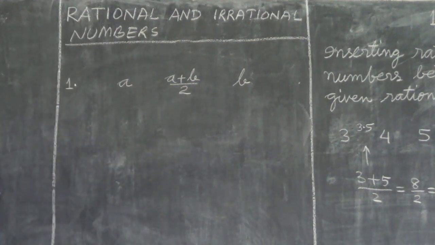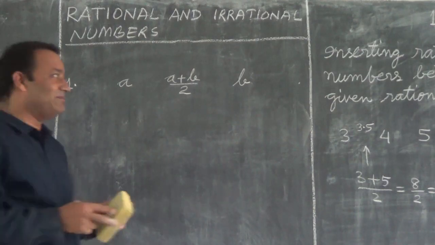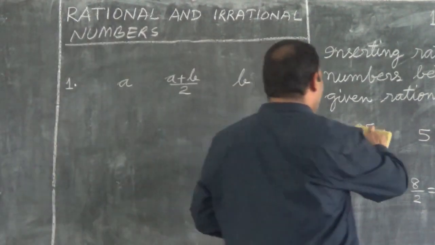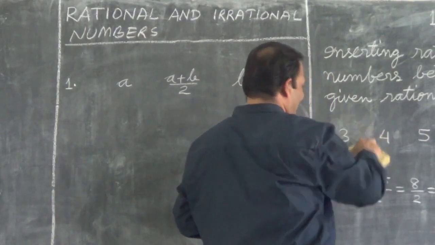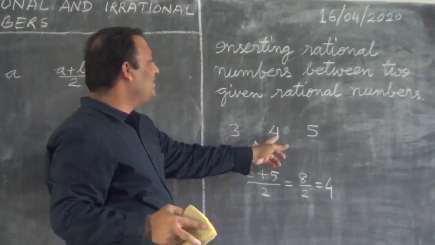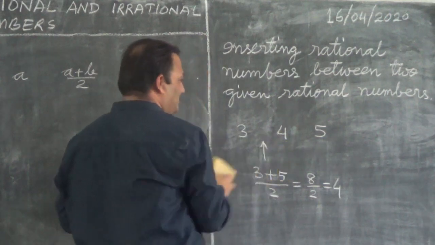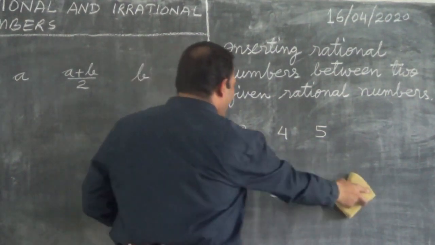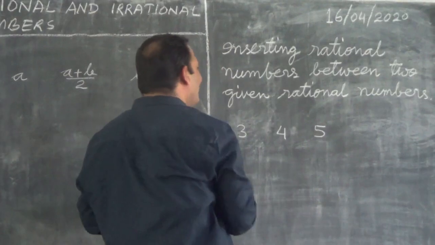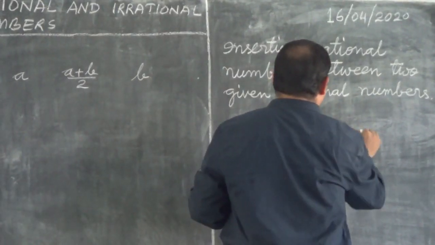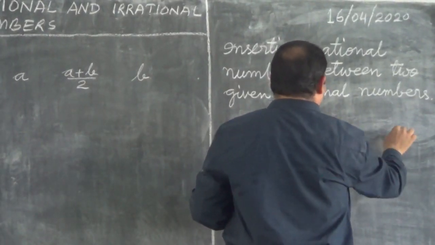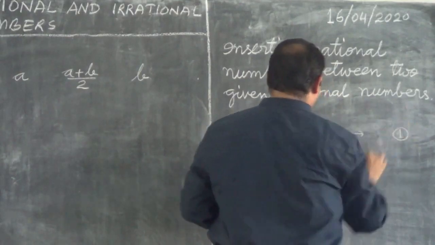Now, by using that method, I have got the answer here: 3, 4 and 5. This is given by method 1.